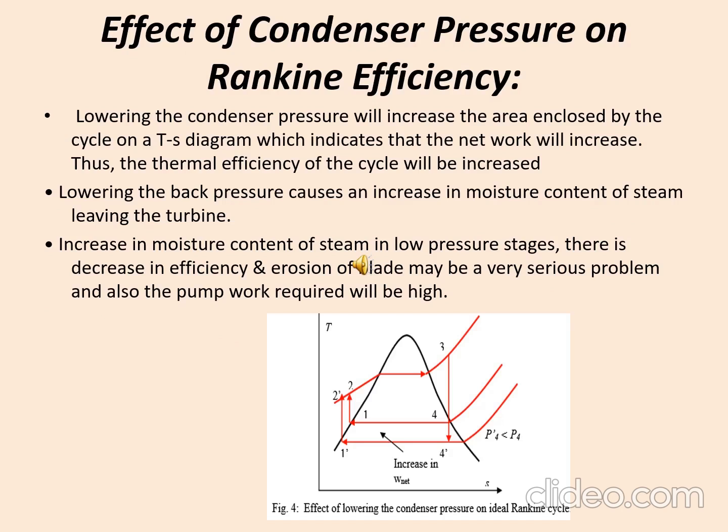That can be reduced by causing the circulating water to evaporate, which decreases the temperature. Okay, and the remaining water is collected in the cooling pond. So this is our evaporative condenser. Now we will discuss the merits and demerits of the surface condenser.